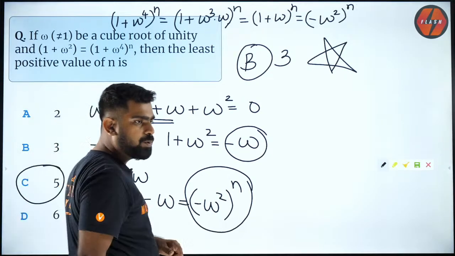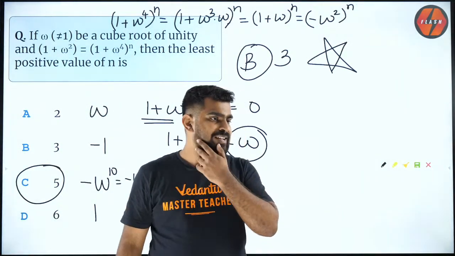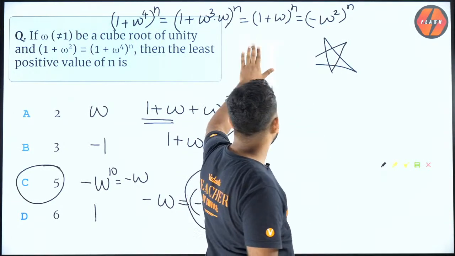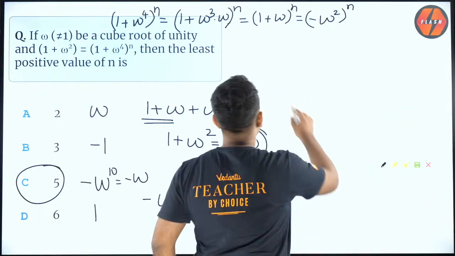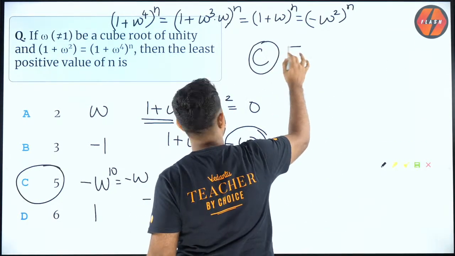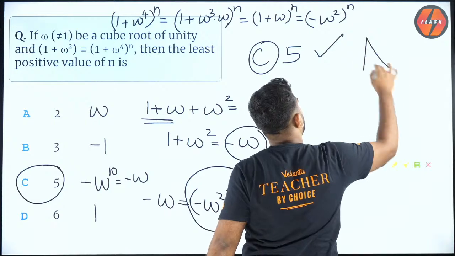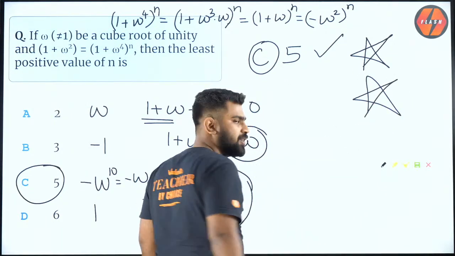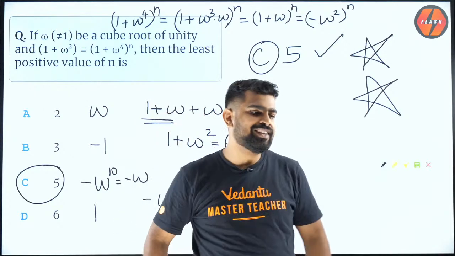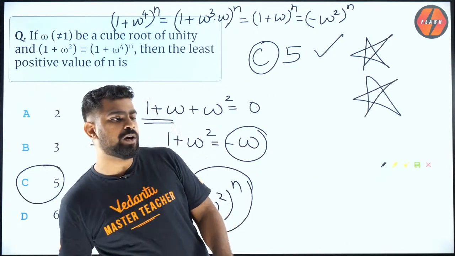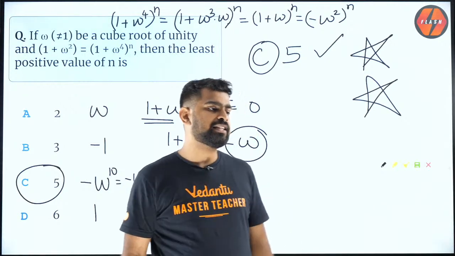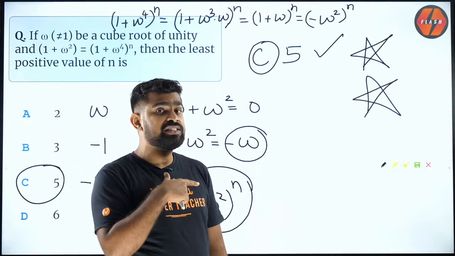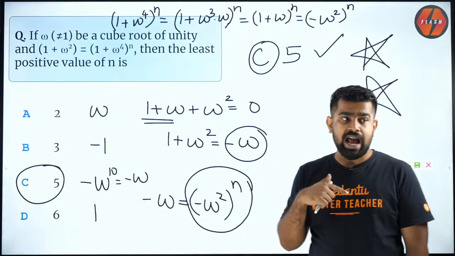Who was that? Someone told 5. Achyut told and Madhavi told, I think. So it is C, 5, which is the answer, guys. If you told C, you get 2 stars, because many of you went for B. Very good, Madhavi. Very good, Sonu. Very good, guys. Brilliant job. I hope everybody understood. Good question, huh? Nice trap was there.